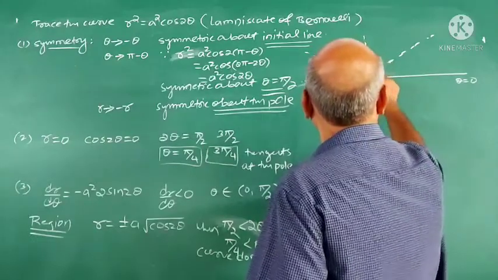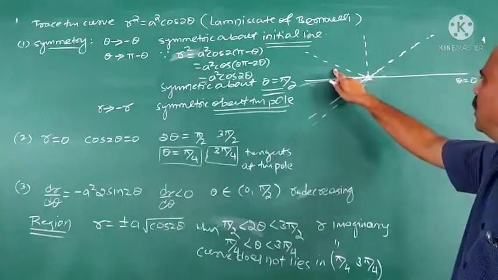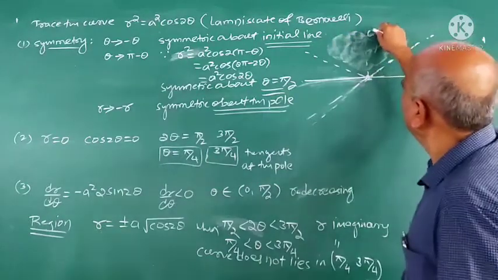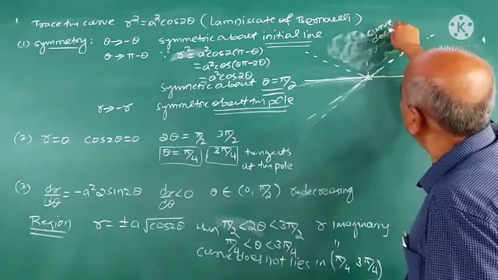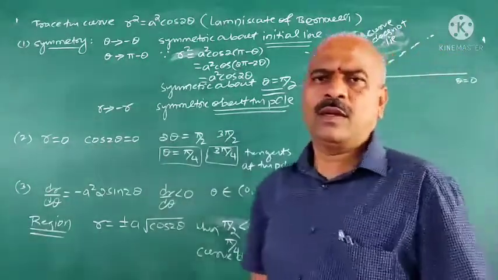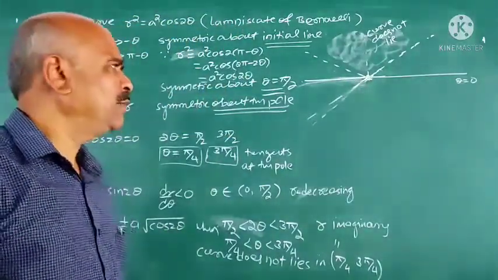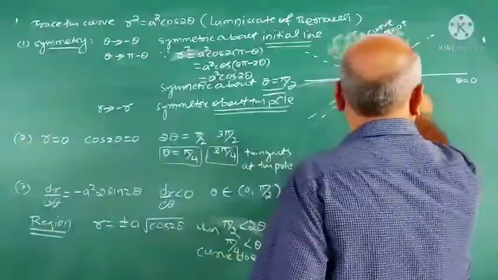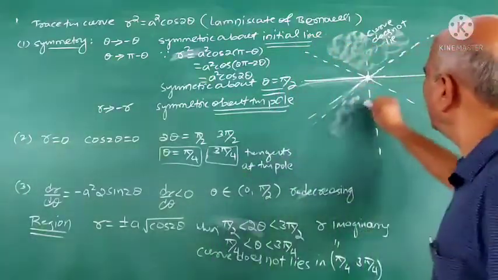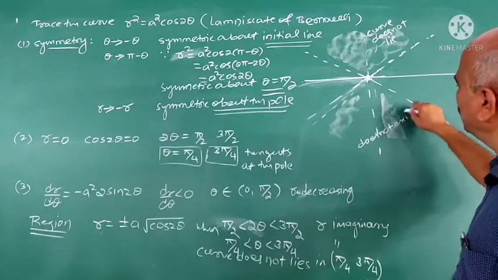What are the lines? This is the pole. Theta is pi by 4, and 3 pi by 4. In this region, the curve doesn't exist. Pi by 4 to 3 pi by 4, the curve doesn't lie. Similarly, in this region, the curve doesn't lie, does not exist.